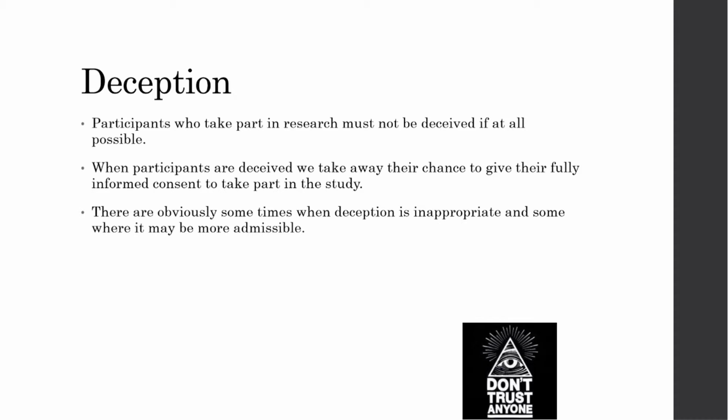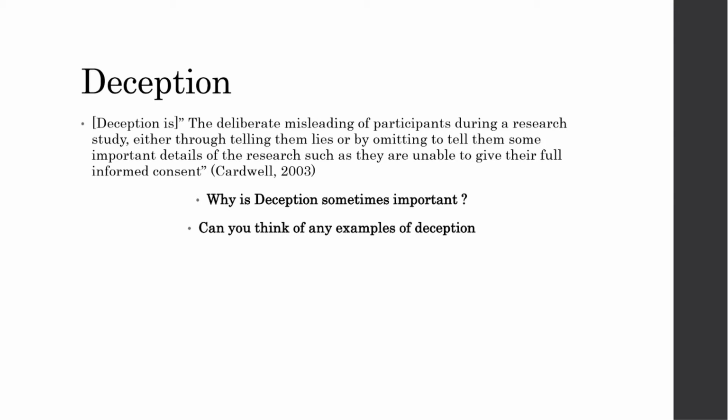Now, Cardwell in 2003 writes, deception is the deliberate misleading of participants during a research study, either through telling them lies or by omitting, so forgetting to tell them some important details of the research, such that they are unable to give their full informed consent as a result. So why is deception sometimes important, and can you think of any examples of deception as well?